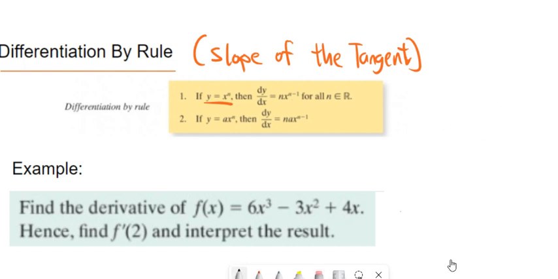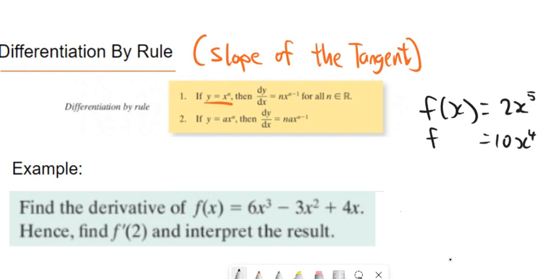Another example, so f of x is equal to 2x to the power of a high power, so 5. I'm just going to do 5 times 2, so I'll do the power times the number in front, which is 10, and then just drop the power down by 1. That's all, okay?